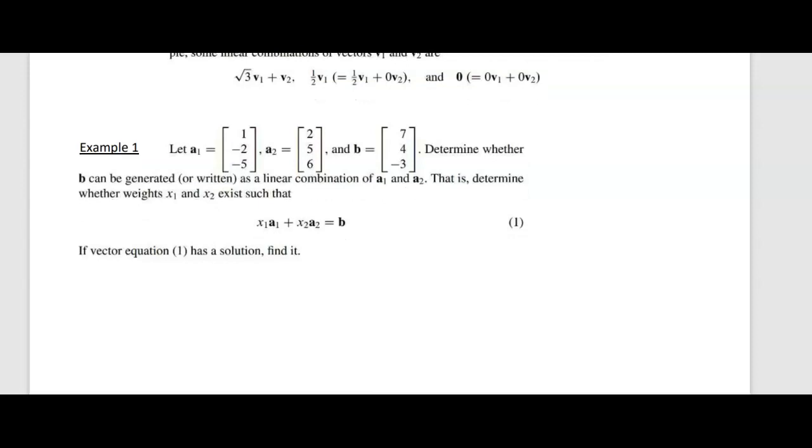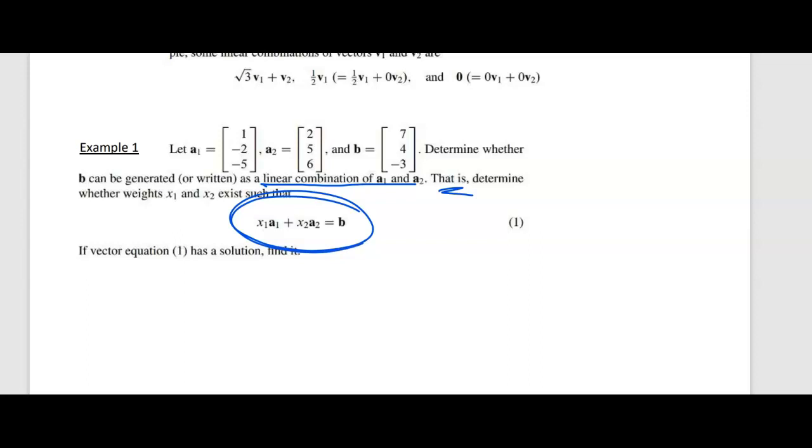So I have A that's in R3, A1 that's in R3, A2 is in R3, and B is in R3. Determine if B can be generated or written as a linear combination. I copied this from the text, but if you see, can this be written as a linear combination, this is what it means. That is, can you find x1 and x2 where this is true?